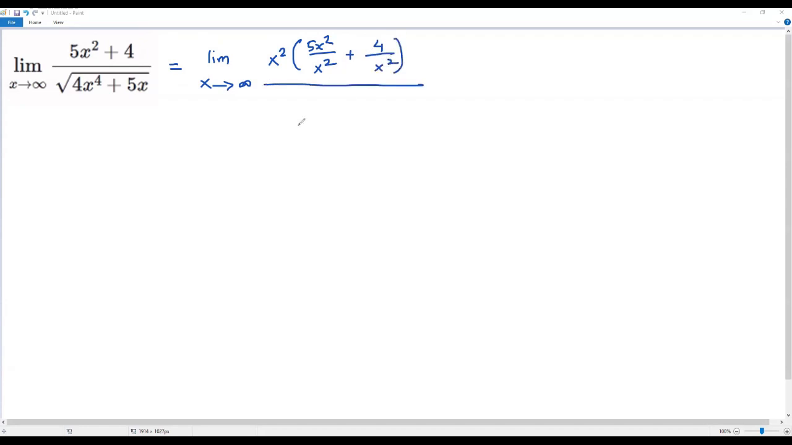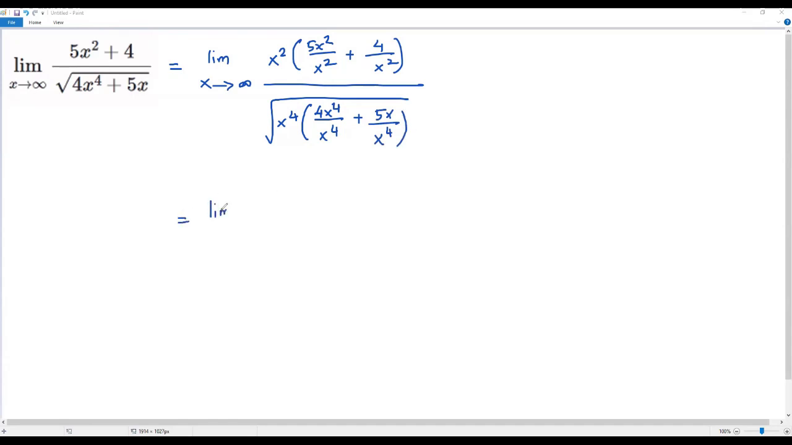We have to do the same thing in the denominator as well. In the denominator we have a square root, and inside the square root the variable with the largest exponent is x to the fourth power, which has to be factored out. We do this process whenever x approaches infinity. Now let me factor x⁴ out from the expression inside the square root. I divide the terms by the one I factor out, getting 4 times x⁴ divided by x⁴, plus 5x divided by x⁴.